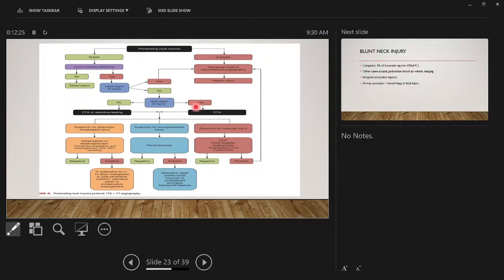If soft signs are present and there is suspicion for vascular injuries, go for CT angiography, color Doppler, and angiogram or MRI angiography. If it's negative, then same thing, observation, and if positive, take the patient for emergent surgical repair.